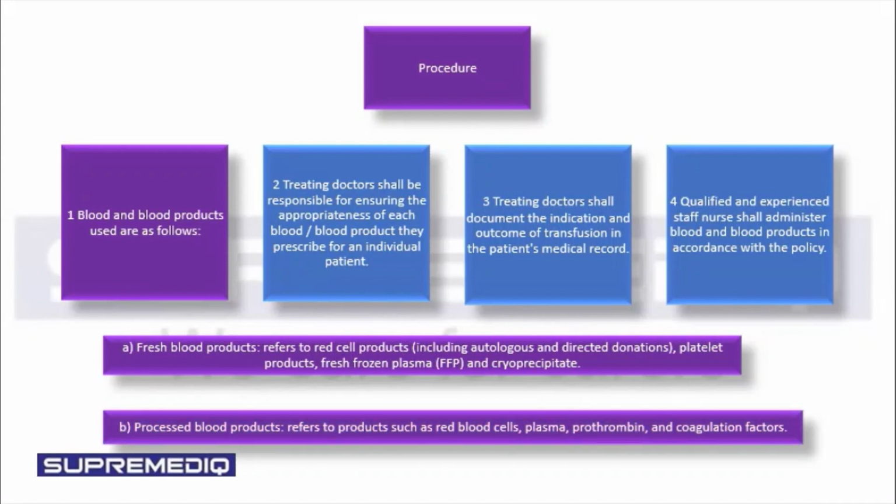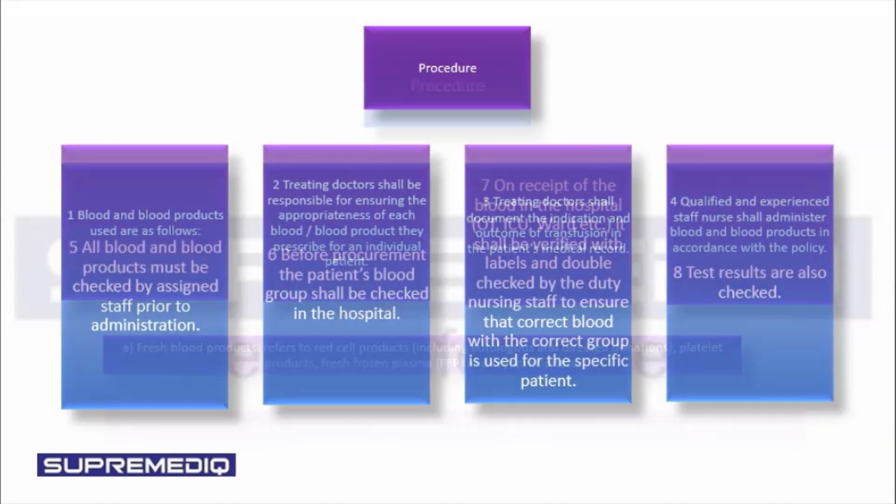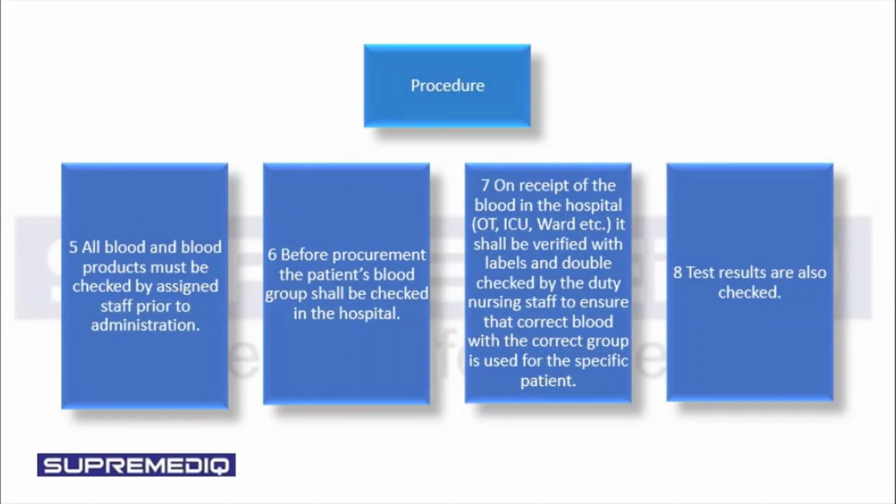2. Treating doctors shall be responsible for ensuring the appropriateness of each blood or blood product they prescribe for an individual patient. 3. Treating doctors shall document the indication and outcome of transfusion in the patient's medical record. 4. Qualified and experienced staff nurse shall administer blood and blood products in accordance with the policy. 5. All blood and blood products must be checked by assigned staff prior to administration.